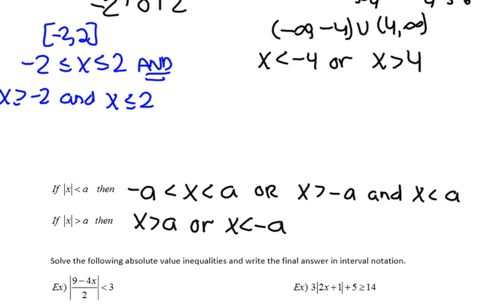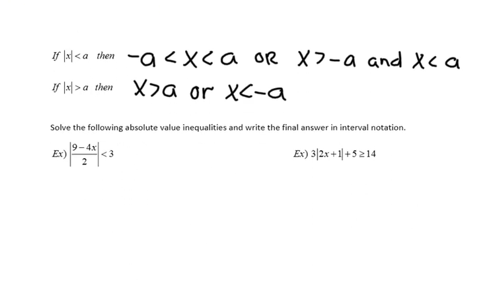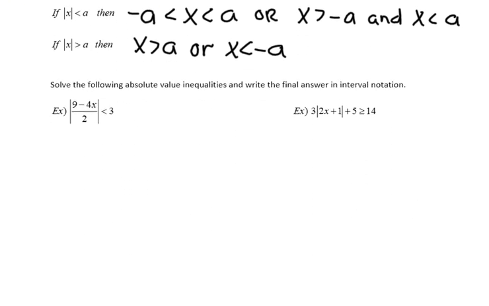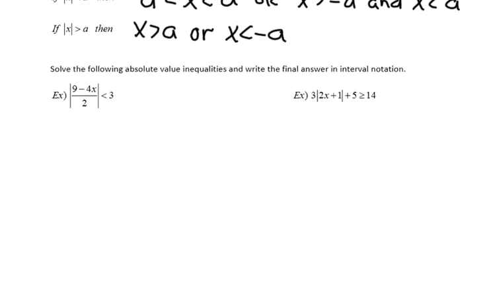Okay, so now let's take a look at solving some absolute value inequalities and writing the final answer in interval notation. Okay, so again, the goal for this is to get rid of the absolute value bars. So now the absolute value bar is by itself and it's less than. So we know this is going to be an and statement. Right? One way I can do this is this.